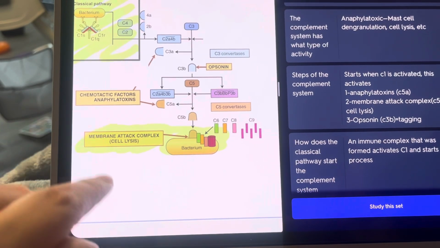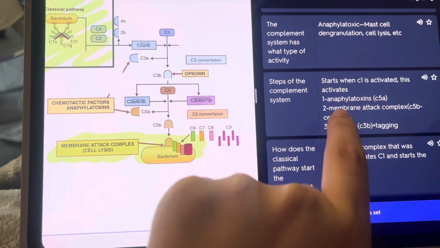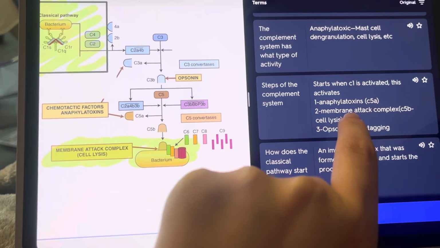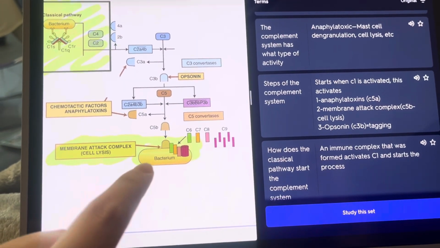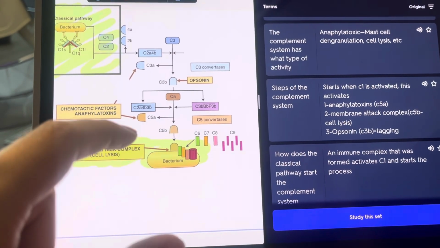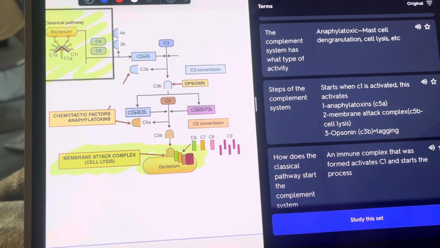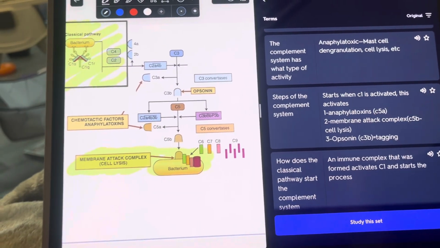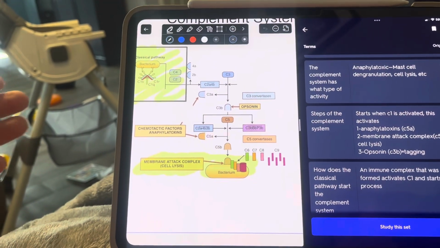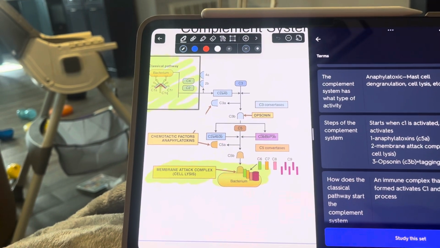Anaphylactoxins get activated, and then the membrane complex gets activated. Anaphylactoxins are known as C5a. Once they're activated, you can think of anaphylactic shock. Histamines are released, so stuff like that is being released. That's when you're seeing anaphylactoid reactions, like the mast cell degranulating and your histamines coming in and stuff like that.